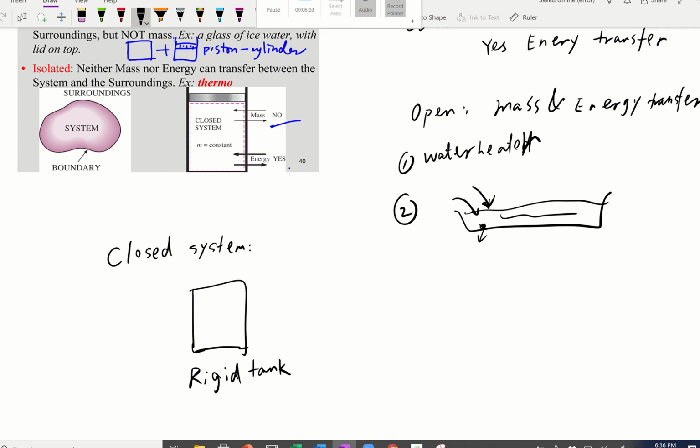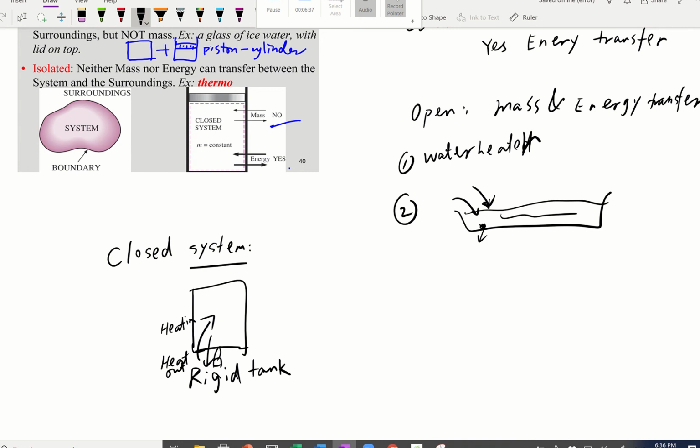However, would there be energy transfer? Yes. For example, I could burn a candle here, and then there would be heat coming in, and inevitably there may be heat coming out, because there's going to be a loss of heat. That's also energy. So there's energy transferring in and out. However, there's no mass transferring in and out.